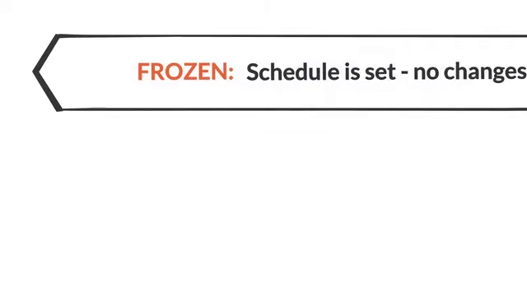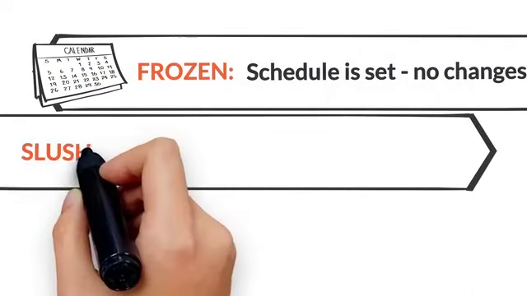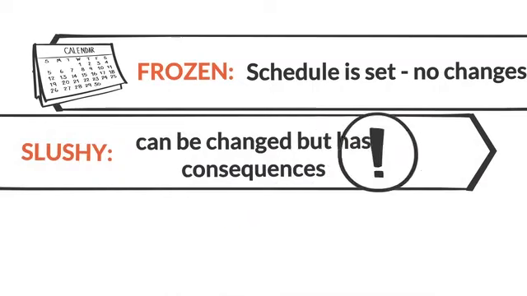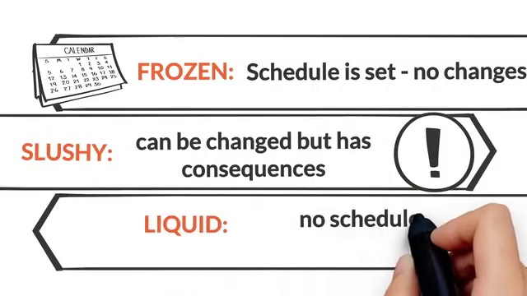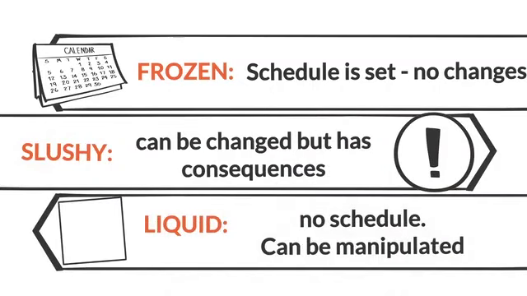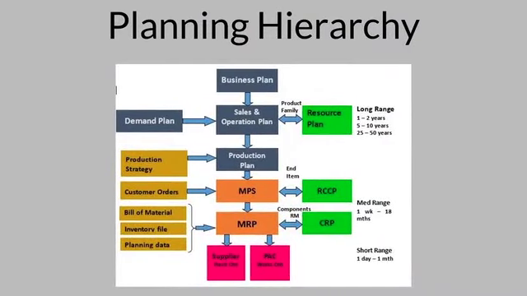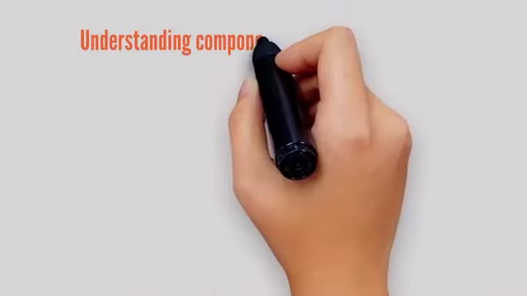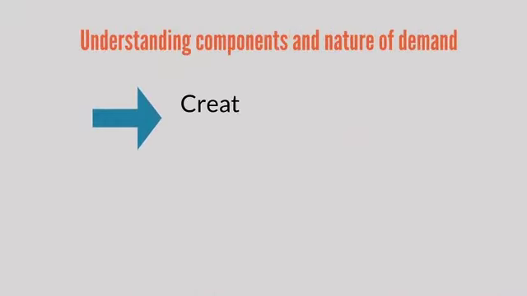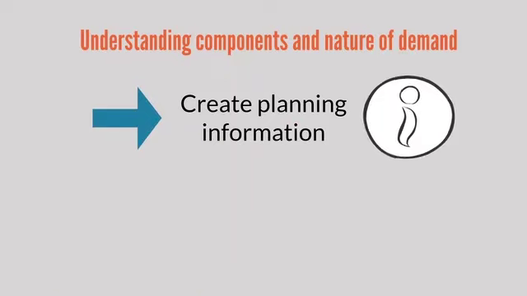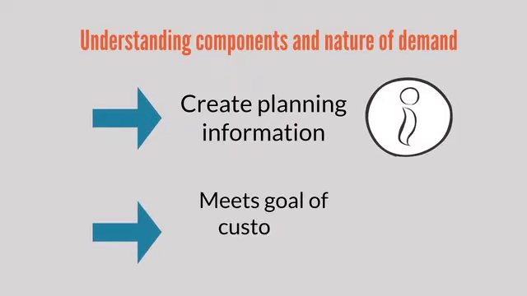In the frozen period, the schedule is set and no changes should be made. In the slushy period, the schedule can be changed, but not without consequences to other scheduled jobs. And in the liquid period, no production has yet been scheduled and the plan can be manipulated at will. An excellent way of looking at the planning elements is to use the planning hierarchy as illustrated in your practitioner guide. Understanding the components and nature of demand helps us to create planning information that meets the ultimate goal of satisfying customers' demand.